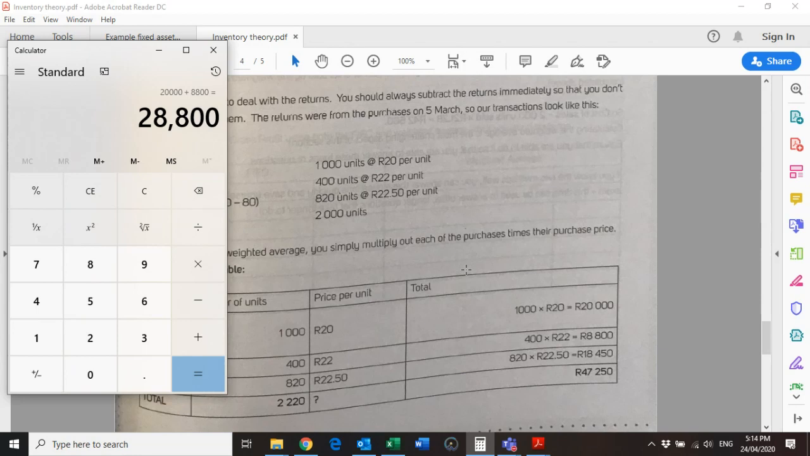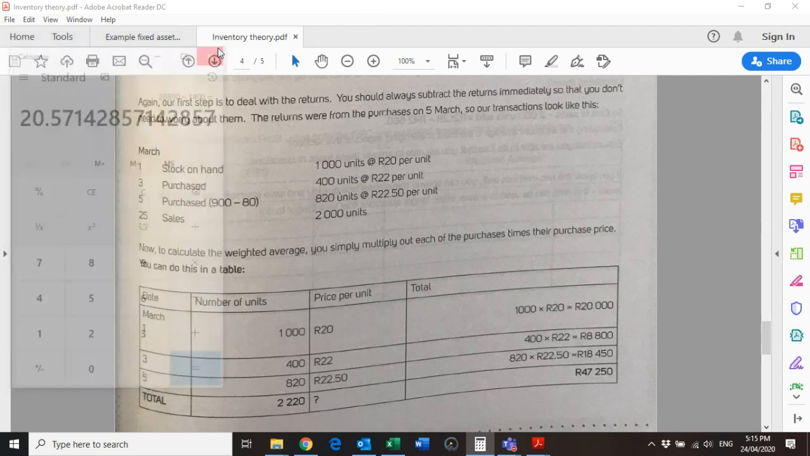So to get my new weighted average cost price of my inventory, all I do is take my total and divide it by my 1,400 units. How did I get 1,400 units? I said 1,000 plus 400, because I'm taking my 20,000 and my 8,800 Rand into account. Can you see? So I have to take my 1,000 units at 20 Rand into account and my 400 units at 22 Rand, and that will give me a stock value of 20 Rand and 57 cents. Okay, so that's how you work that out.